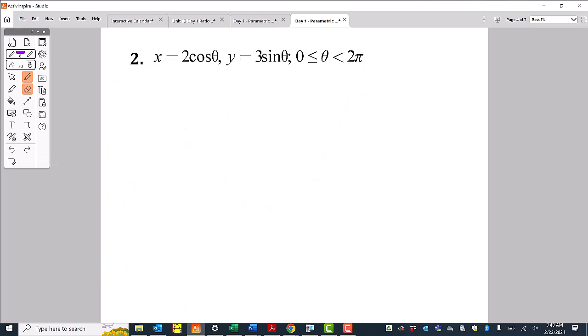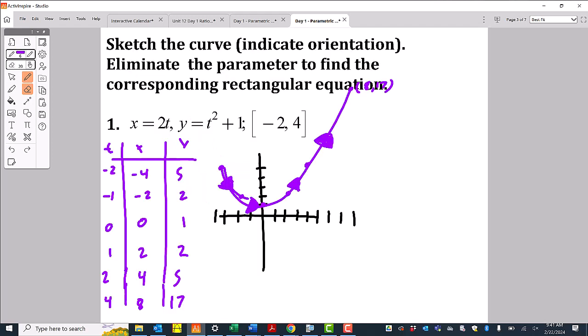Okay, now I do want to talk about this one. I want you to graph it on your own. I'm not going to go through the graph, but if you do it properly, you should end up with an ellipse here. And so we need to talk about how we would eliminate the parameter. So in this one back here, the way we would eliminate the parameter, the way we get rid of it, is we're writing an equation for y equals with x. So we just isolate t, say t is equal to x over 2, and then plug it in. So we end up with x squared over 4 plus 1.